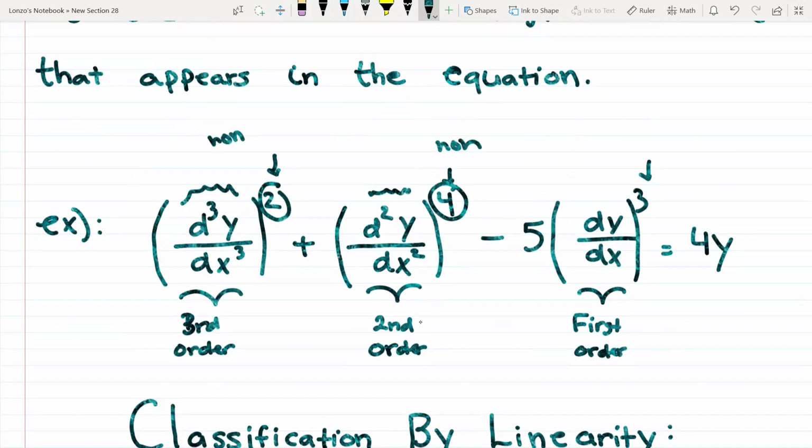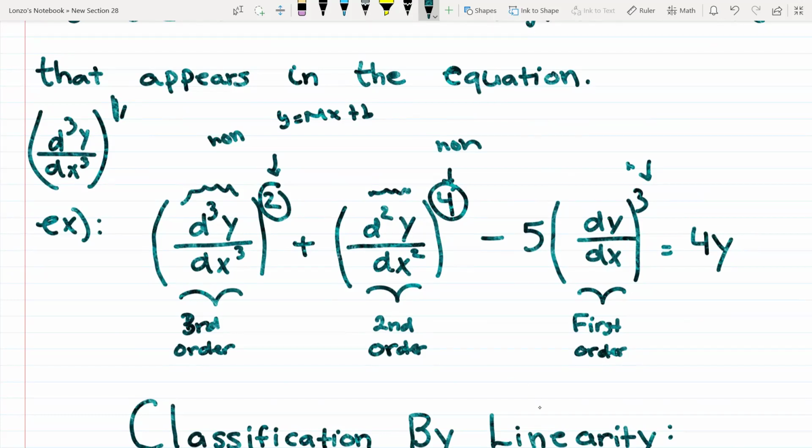This is to the power of 3, nonlinear. Okay, but what if it was d3y over dx cubed raised to the first power? This would technically be linear because it's to the first power, right? Linear always has to be in the first power, y equals mx plus b, right? The highest power has to be to the power of 1. So yeah, it's not the derivative power, it's the actual exponent. That's how I know it's linear.